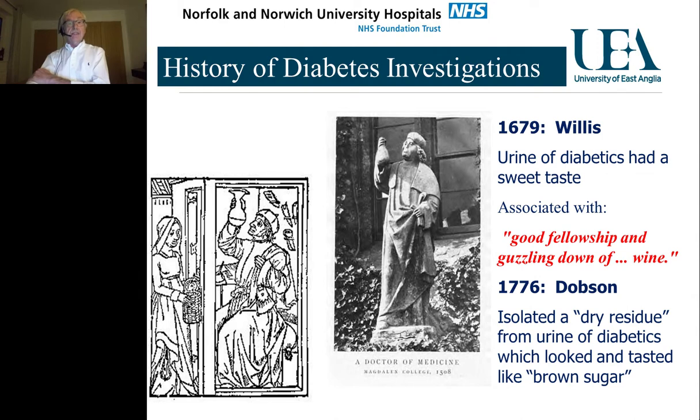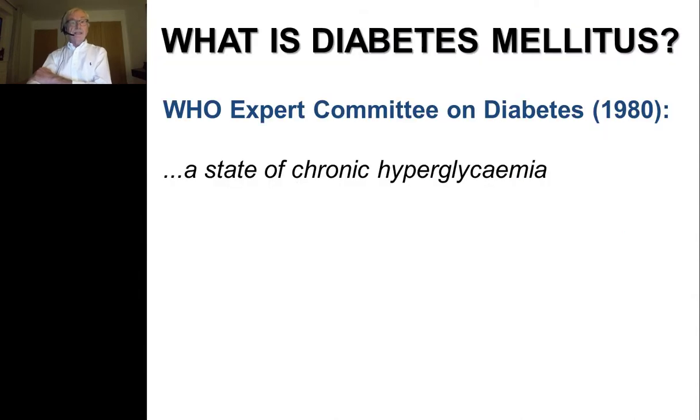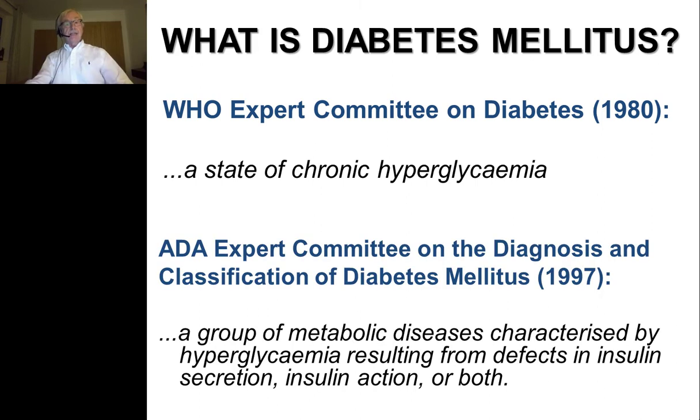But what is diabetes? Well, in 1980, the WHO Expert Committee on Diabetes described it as a state of chronic hyperglycemia, a very broad description. In 1997, this was further refined by the ADA Expert Committee as a group of metabolic diseases characterized by hyperglycemia, resulting from defects in insulin secretion, insulin action, or both. And overall, this description is still widely used today.